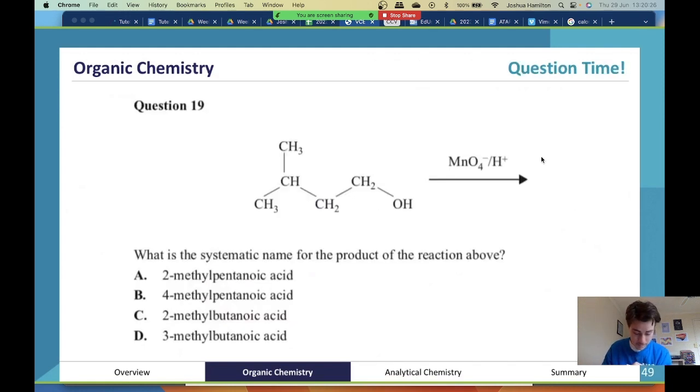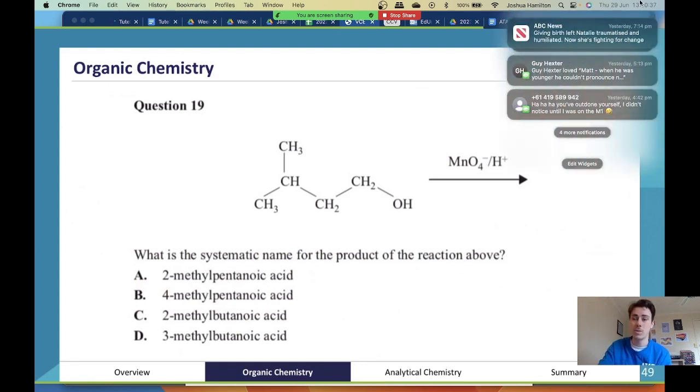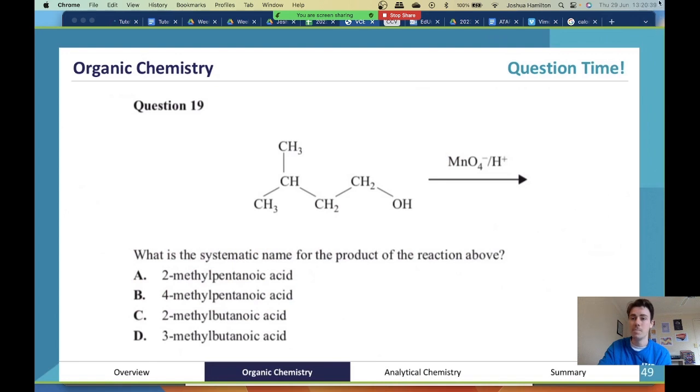So here's a really good question. What is the systematic name of the product that this reaction forms? Again, those of you at home, feel free to pause and take your time. Those of you here, I'm only going to give you like 20 seconds. So go for it now.